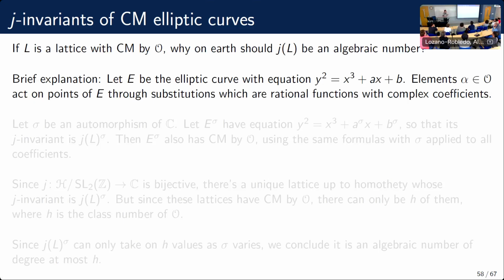Here we go. Let's say we have an elliptic curve. Now let's say L and E correspond. L is the lattice, E is the corresponding cubic equation. So you've got your A and B, like y squared is this. So elements of the order act on points of E through substitutions, like x and y go to some other x and some other y. And those substitutions are rational functions in the original x and y with some complex coefficients. So there's an algebraic interpretation of what the CM means. There's some substitution that you can do that preserves the equation.